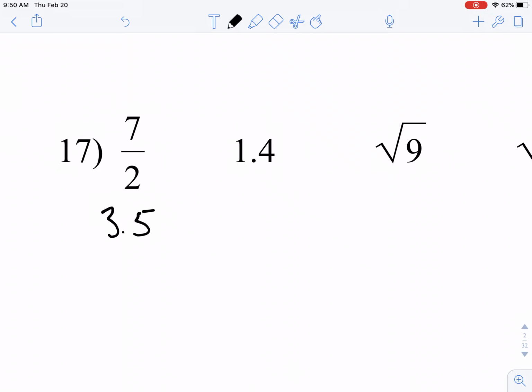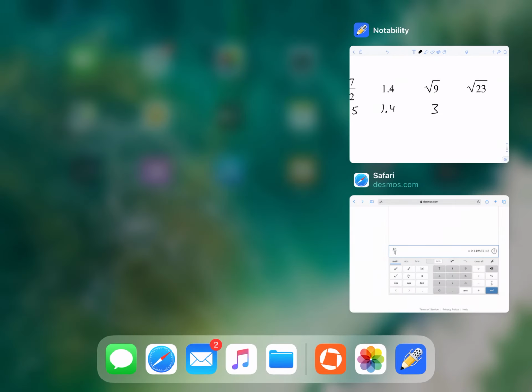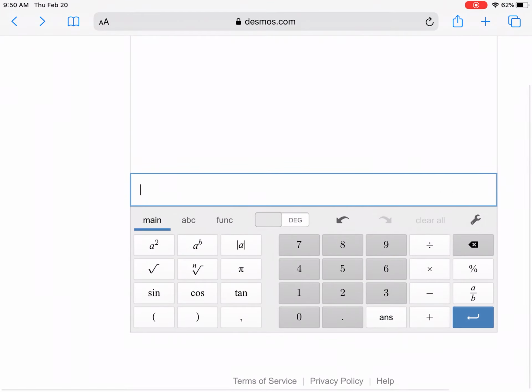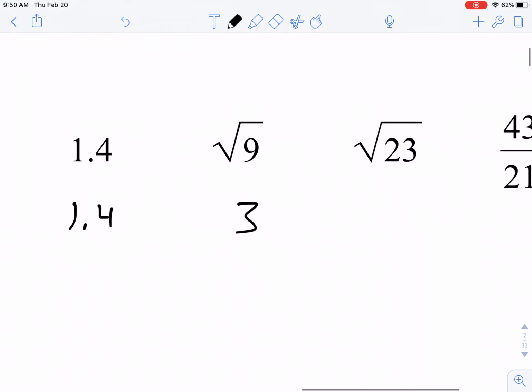Again, you're more than welcome to use the calculator. 1.4 is just going to stay 1.4. The square root of 9 is 3. I don't know what the square root of 23 is, so we'll check that real quick. The square root of 23 is 4.795, so we'll round that to 4.8.